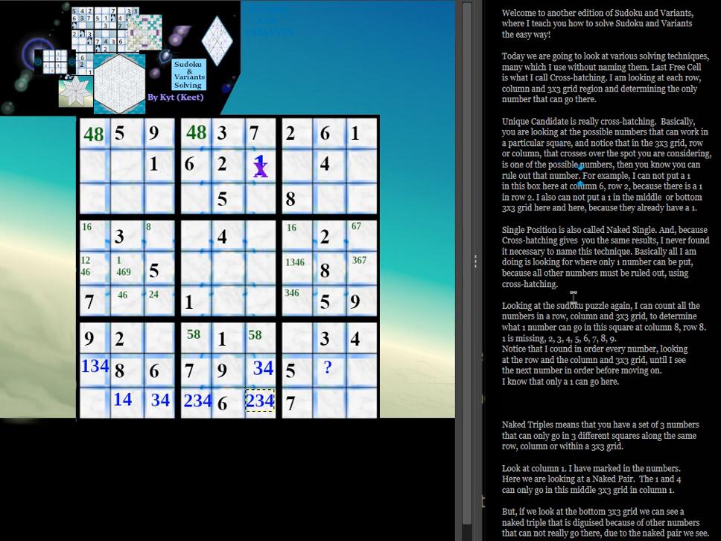For example, I can now put a 1 in this box here at column 6, row 2, because there already is a 1 in row 2. I also can now put a 1 in the middle or bottom 3x3 grid here and here because they already have a 1.